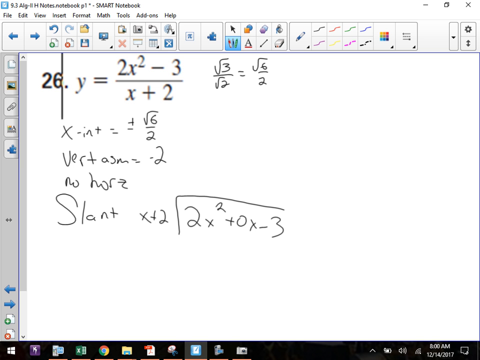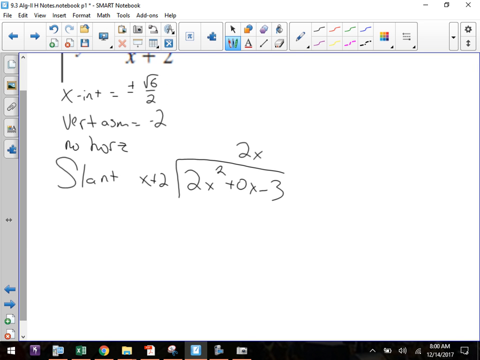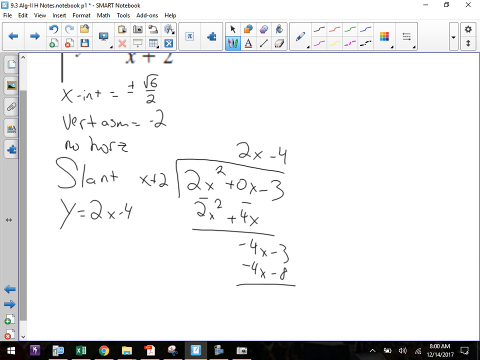How do you turn an x into a 2x squared? Nice. Multiply by 2x. 2x squared. 4x. Subtract out. Multiply it now by a -4. And I really don't care about the rest of it because that gives me the equation of my slant asymptote. The remainder doesn't matter when you're talking about your slant asymptote, because just as soon as you get to the linear portion of it, that is the equation of the slant.